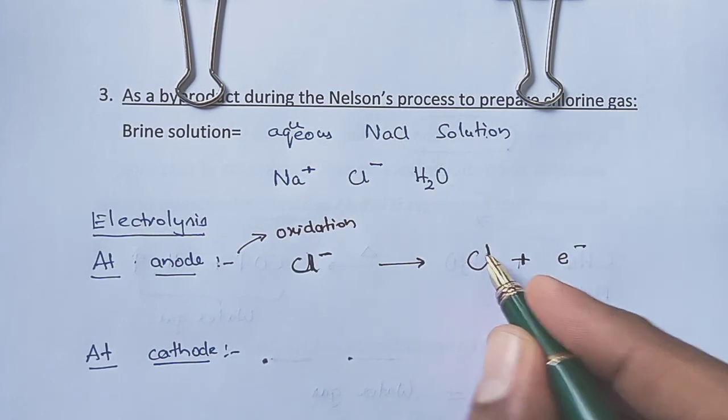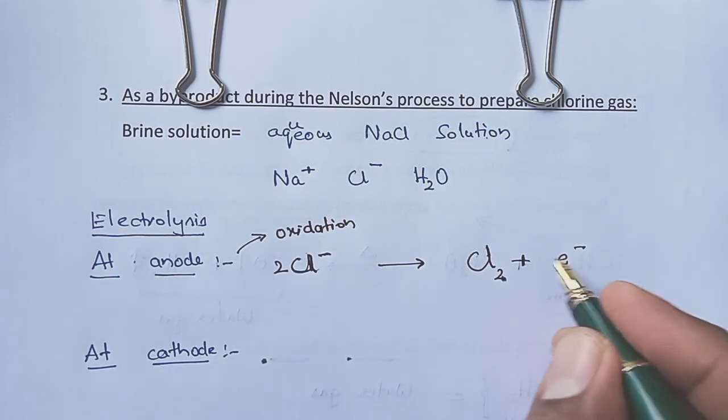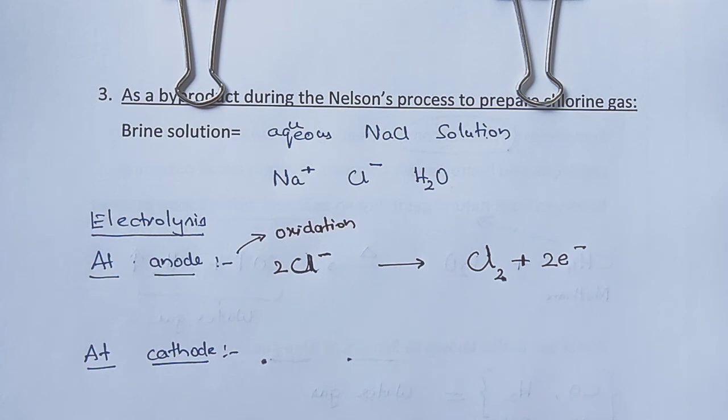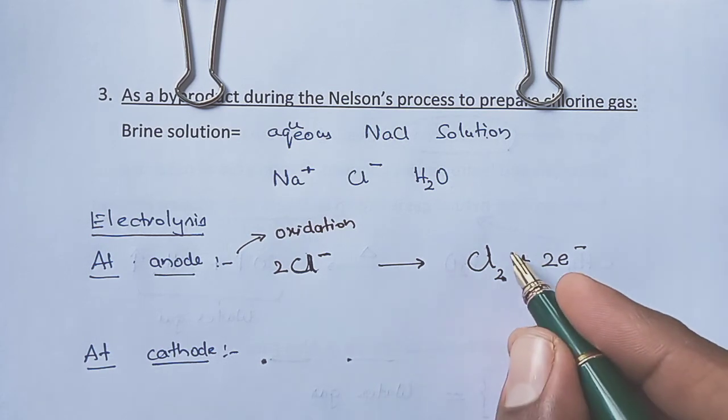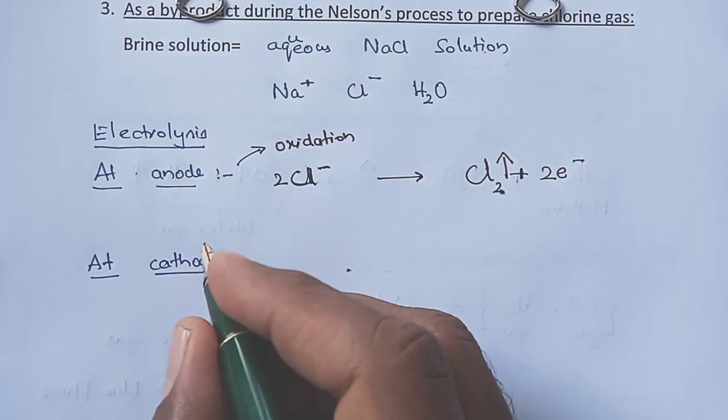But Cl cannot stay as Cl, it will be Cl2. Therefore put 2 here and again 2 here. So anyway chlorine gas is produced. So chlorine gas is produced in Nelson's process. That's completed. Now let us write the reactions at the cathode.